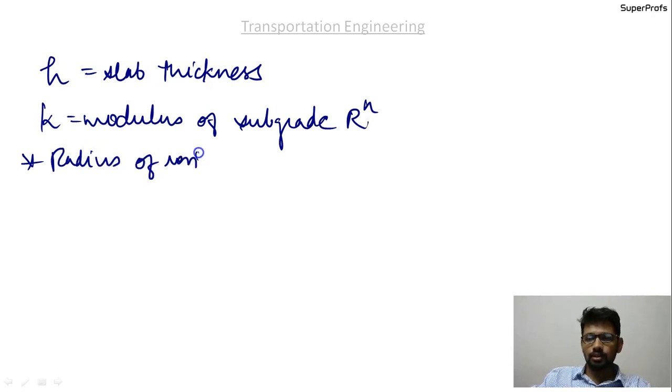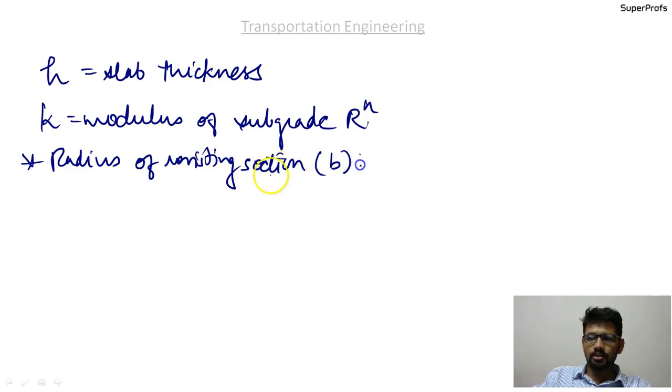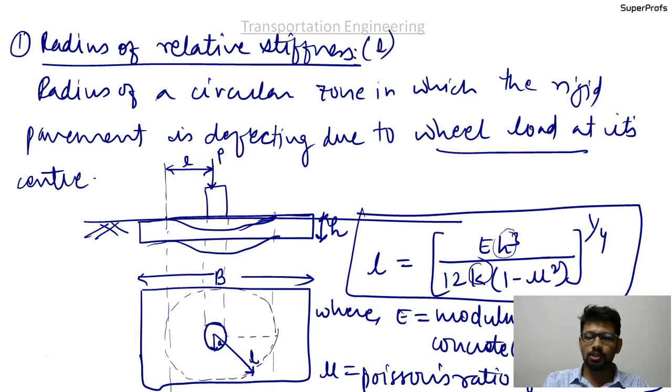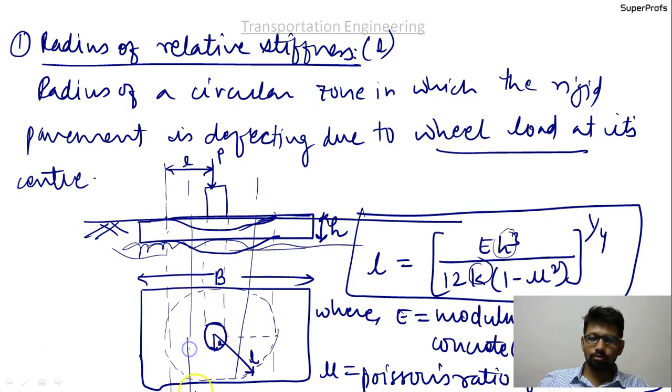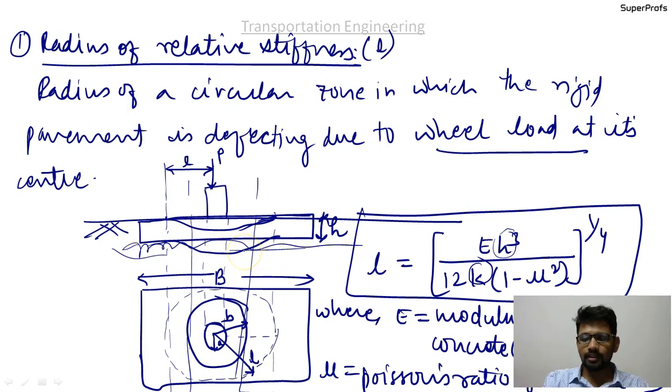The radius of resisting section is denoted by the symbol small b, and it is the radial zone in which the soil below the pavement is deflecting. Suppose here was the soil, and there will be some zone up to some point, up to which the soil is going to deflect. Say it has this circle, and that is the b, called the radius of resisting section.